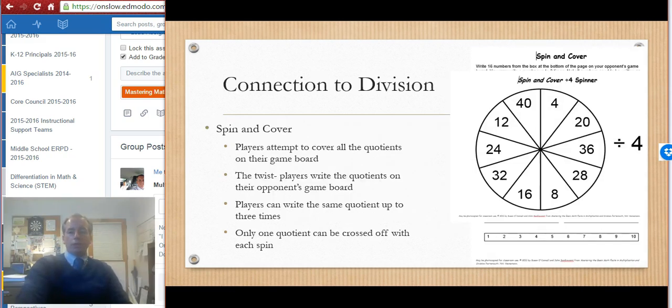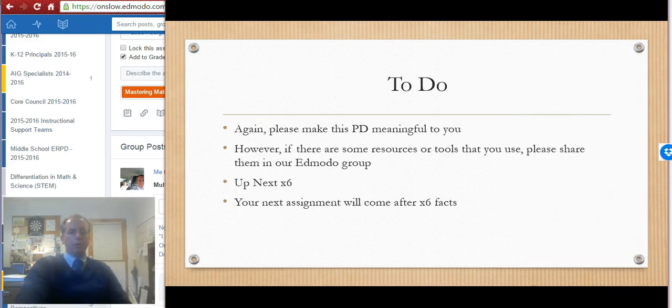Spin and cover is another example that we can use here. So players are going to try to cover all the quotients on their game board. The twist here is that the opponent gets to write the quotients on their opponent's game board. So I can put the same one up to 3 times on your board if I want to make it more difficult for you. As I would spin this, if I got 28 divided by 4, then I could say, well, 28 divided by 4 is 7, so I get to cover up the 7 if it's on my board, and I'm trying to cover up my whole board.